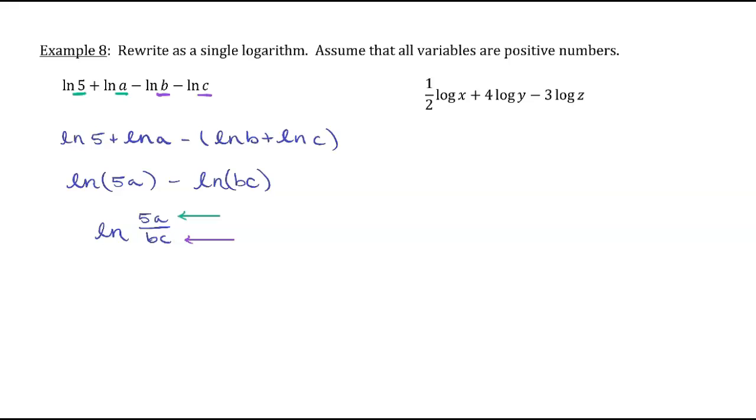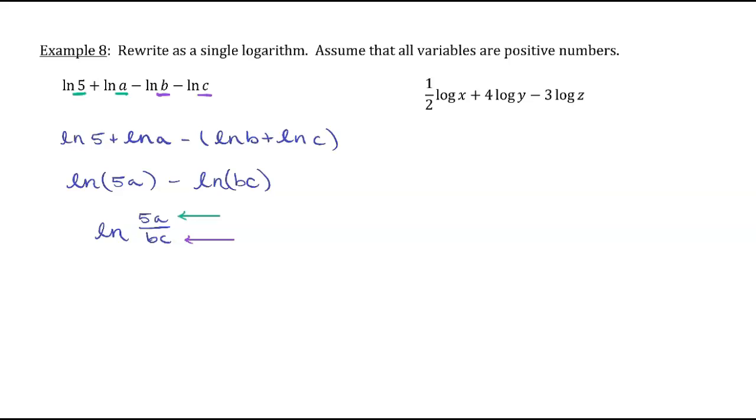Let's take a look at this second expression. We have 1/2 times the logarithm of x plus 4 times the logarithm of y minus 3 times the logarithm of z. Since these logarithms do not have a base specified, we know that this is the common logarithm, log base 10.